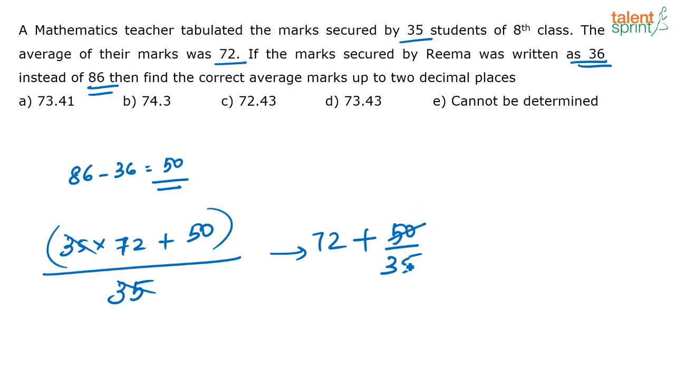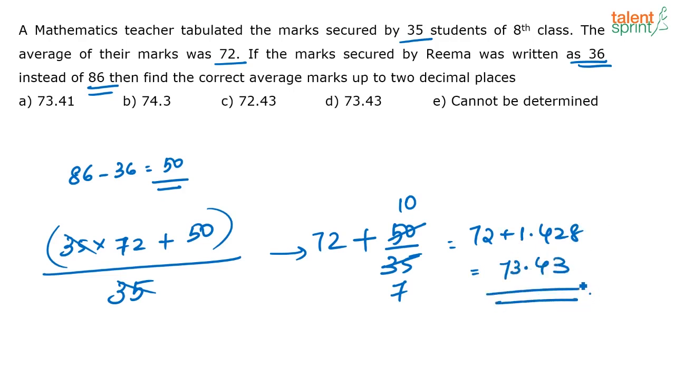What will you get? See, 5 will go in both. Correct? 10 divided by 7. What is 10 by 7? 10 by 7 is equal to 1.428, right? Or that is equal to 73.428, which is approximately, you can take it as 73.43. So if you look at the options, the correct answer here is option D.